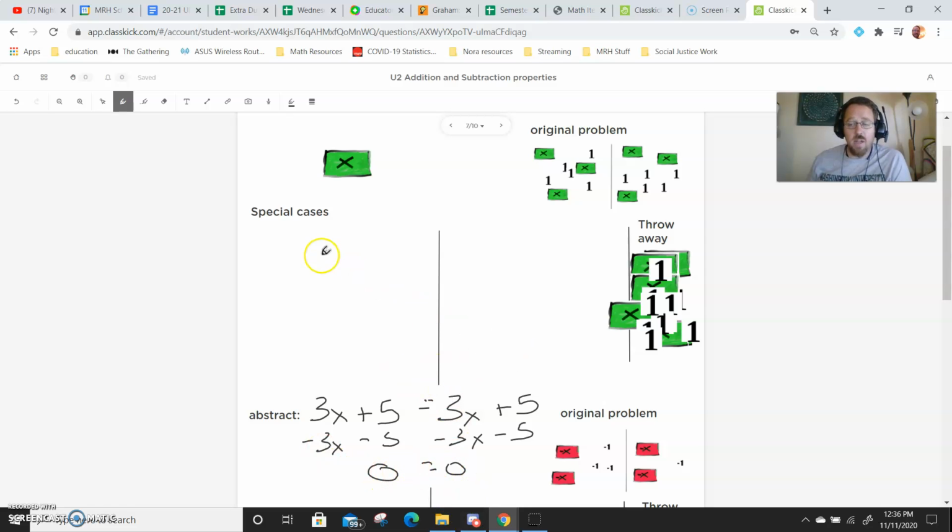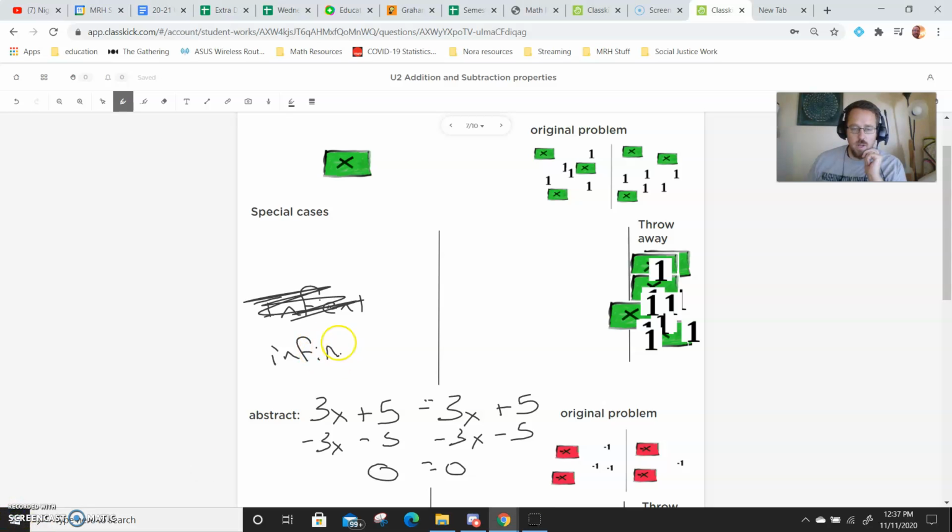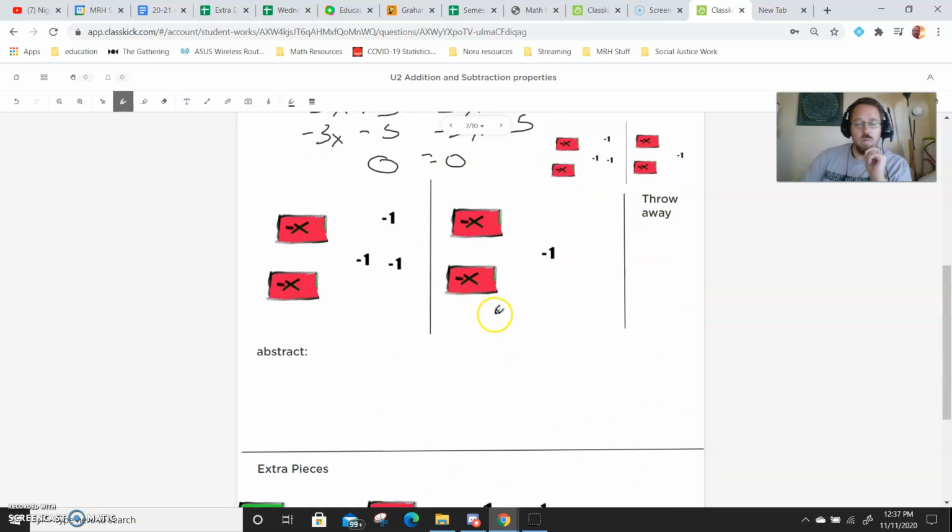A problem like this, we would call infinitely many solutions. I just spelled infinite wrong. Infinitely many solutions. I'm going to look it up. I-T-L-Y. Infinitely many solutions. It means that no matter what number I plug in for x, it will always work. Every single number will. So let's go ahead and do the next one.